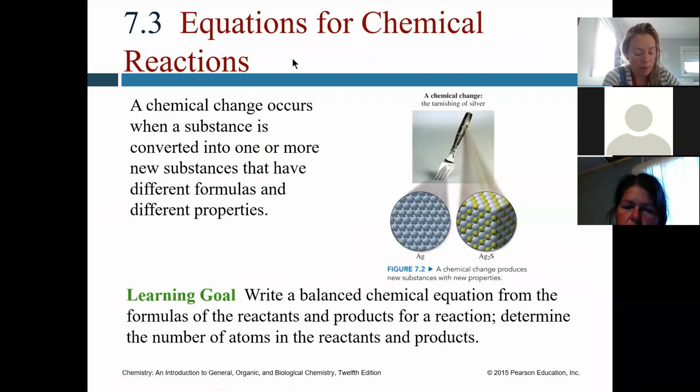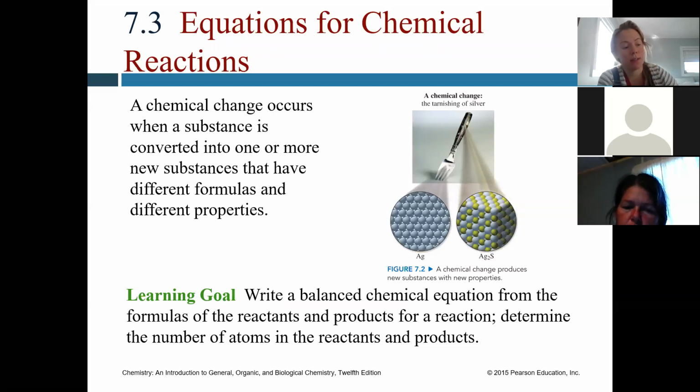So the second part of this chapter is talking about chemical equations and chemical reactions. And we will eventually tie it back into moles and molar mass and all that stuff. But for now, let's talk about what it means to have a chemical change, because a chemical reaction is an equation that expresses some sort of chemical change. And a chemical change is when a substance is converted into one or more new materials.